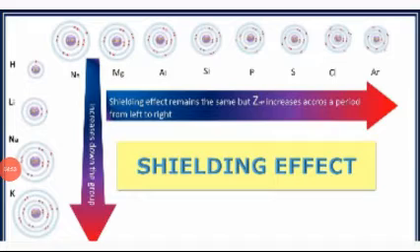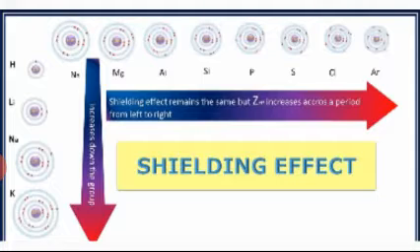You can see the trend of shielding effect along the period as the number of electrons in the orbital increases, that is, as Z, the atomic number, increases, but the shells remain the same. But down the group, shells increase, so shielding effect increases.